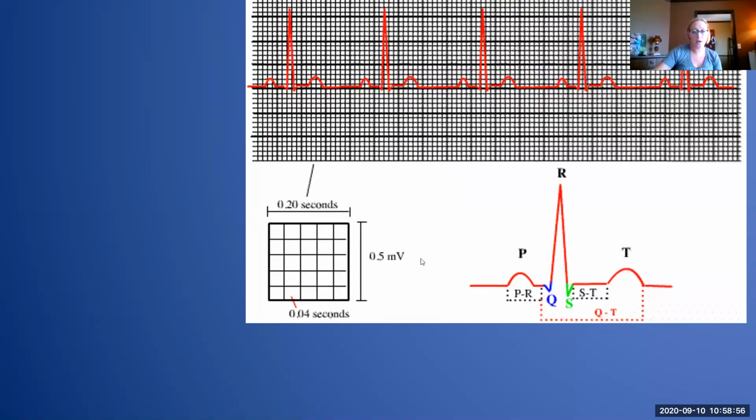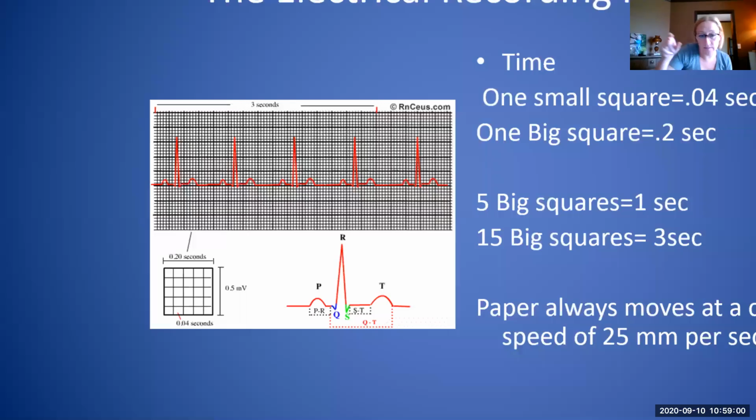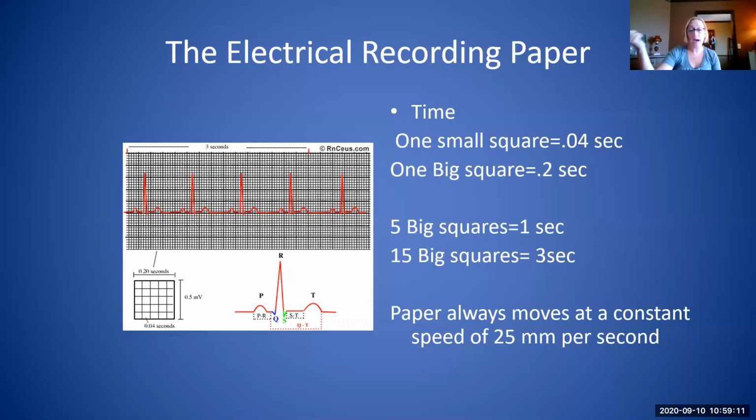So then, 5 big squares, so 5 of those big blocks, equals 1 second, 15 of them equals 3 seconds, but what we normally go by is 30. That gives us 6 seconds. So if we count how many complexes we have in a 6-second strip, we just multiply it by 10 and that gives us our heart rate. It's a really easy way to determine our heart rate.